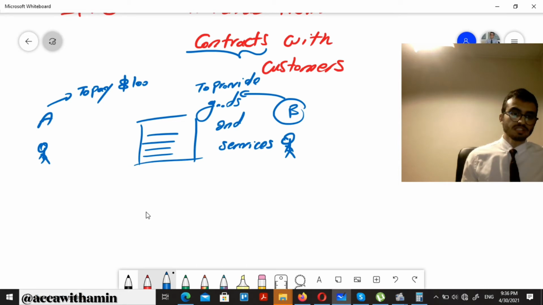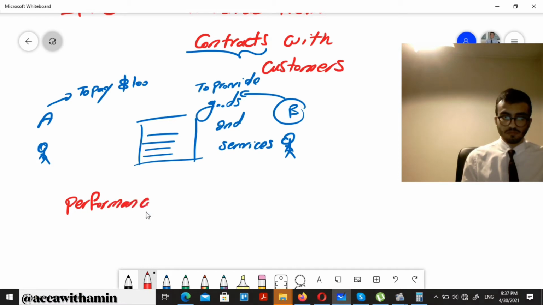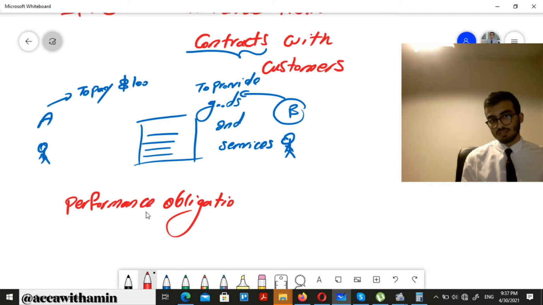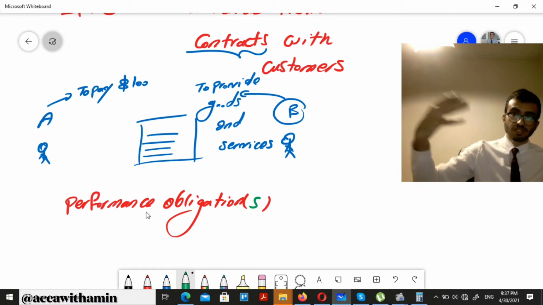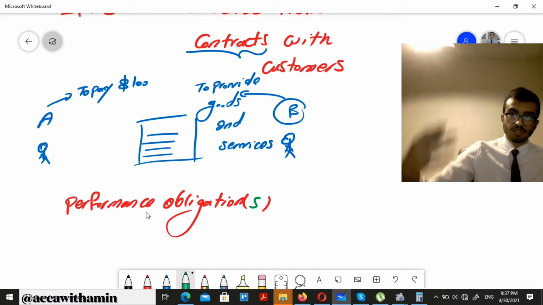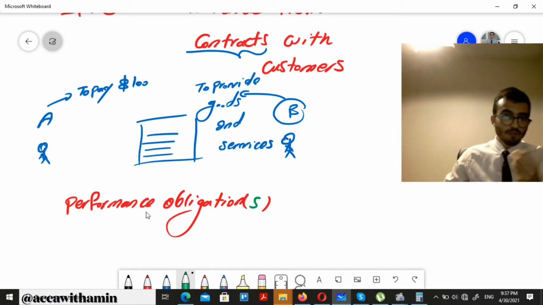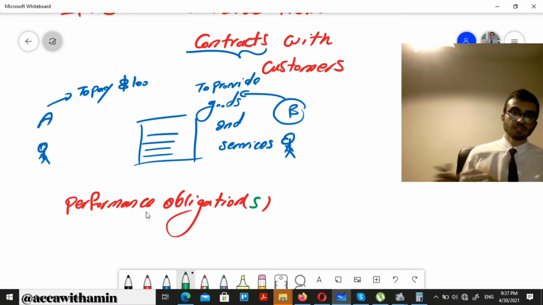Why? Because step 2 says to identify the performance obligations. The clear word here is the S. It means that not only can we have one performance obligation, but we are capable of having more than one obligation. So we might have 2 obligations. Like in this example, the first obligation is to provide a good. The second obligation is to provide a service.